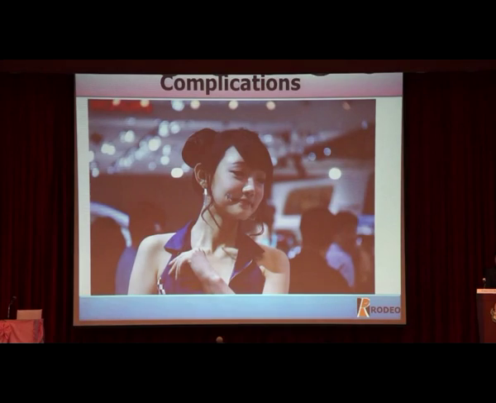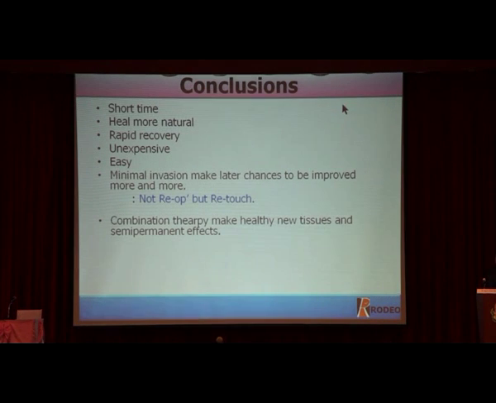This is complication. This is a QT complication, but there are other complications. Conclusion: barbed thread is a short-time procedure, with healing of a more natural type and rapid recovery. Rapid recovery depends on your technique. Gentle technique gives rapid recovery. Rough technique makes hematoma, nerve injury and dimple. It is inexpensive and easy, but the thread effect is not permanent.